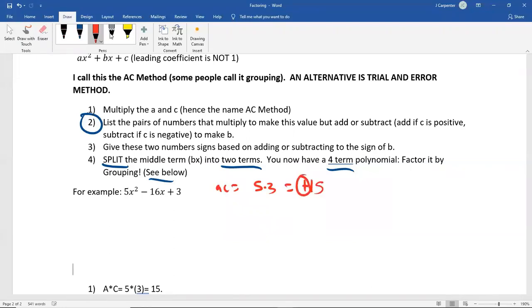Remember, this sign is important because it's going to be telling you whether to add or subtract the pairs. So try and write it. List the pairs, so 1 times 15 or 3 times 5. Now find the pair that adds to make the middle number negative 16.